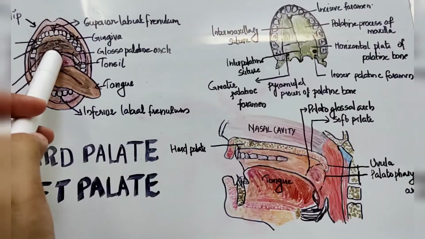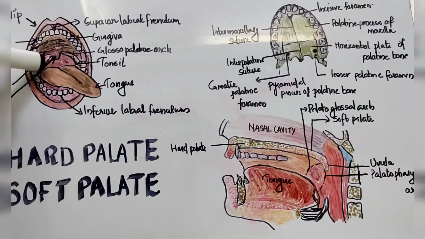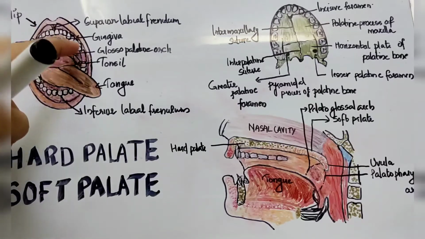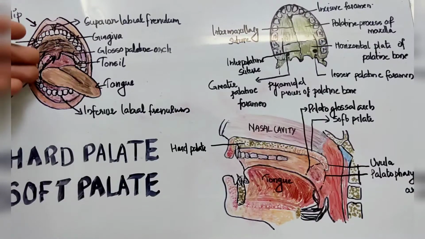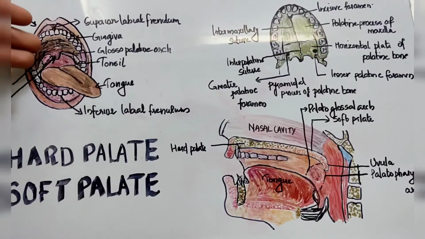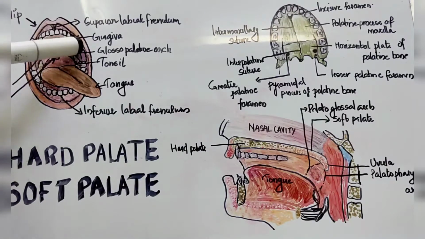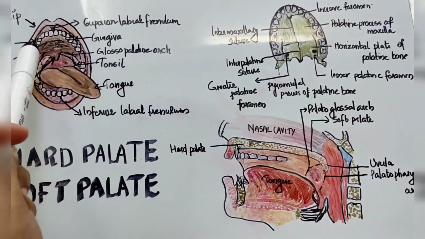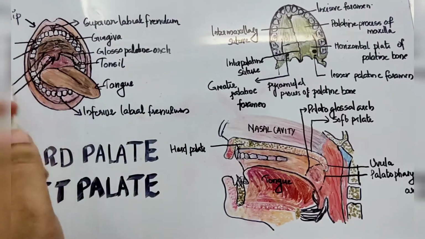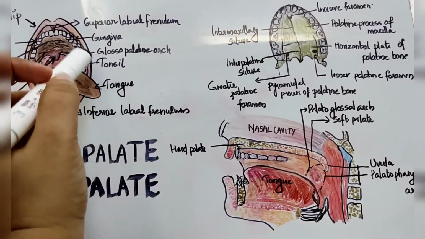From the base of the uvula, there arise two mucous folds on either side. They move laterally and downwards. The anterior fold is the glossopalatine arch or the palatoglossal arch, and the posterior fold is the palatopharyngeal arch. That is, the palatoglossal arch is anterior.